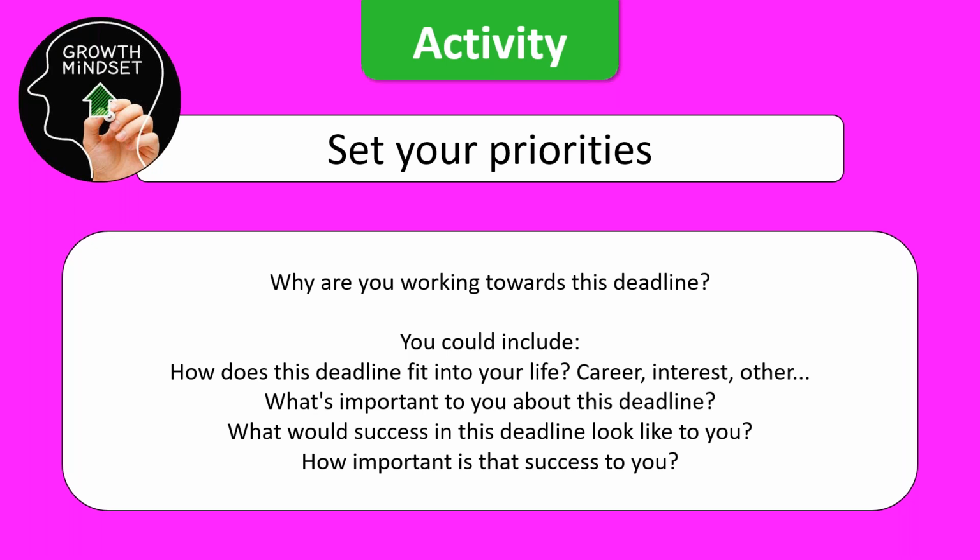So think of something big that you want to achieve. Then think of the deadline you've set for yourself, and write down how it fits into your life. In other words, how is that deadline going to impact your life? What is it going to cost you? I'm not talking about money. What is it going to cost you in your career, your interests, and other things? What's important to you about this deadline? If you achieve this deadline, what is success going to mean for you? What is it going to look like? What is going to happen when you achieve that deadline? And why is that success important for you? I want you to write that down for me quickly. I'll give you about 5 minutes for that also.